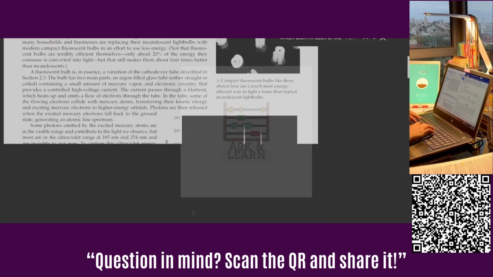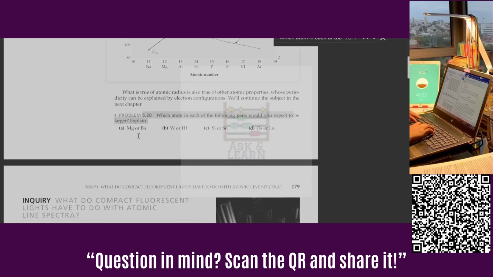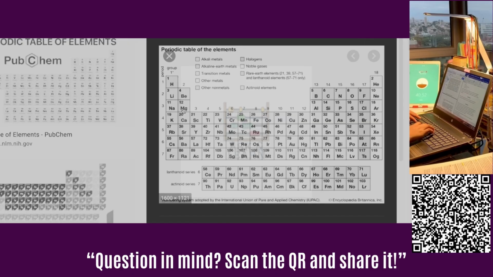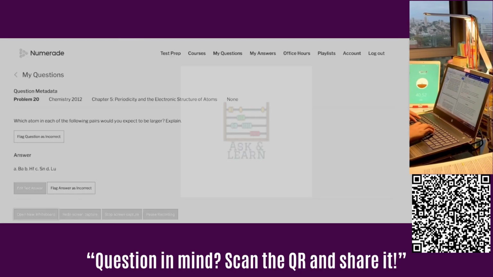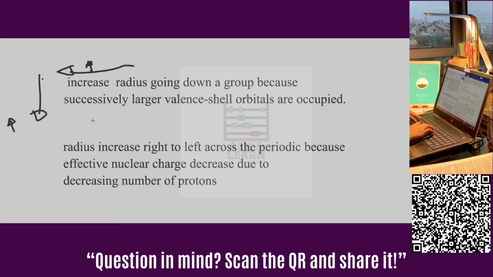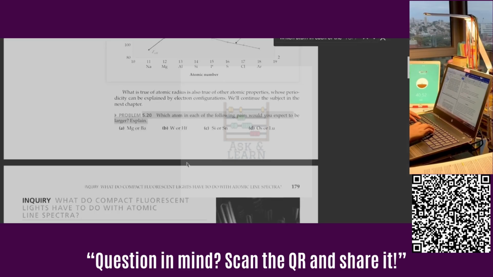For comparisons, we're looking at Mg versus Ba. Let's look at the periodic table. Mg, Ba. Ba is bigger. So the correct answer is Ba. The reason for Ba is that Ba is on the bottom, with a larger valence shell. There's a reason there. All right, let's go back and look at another question.